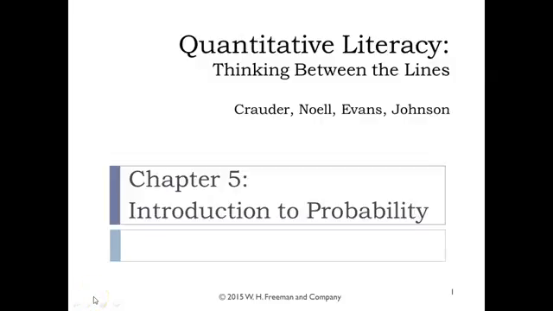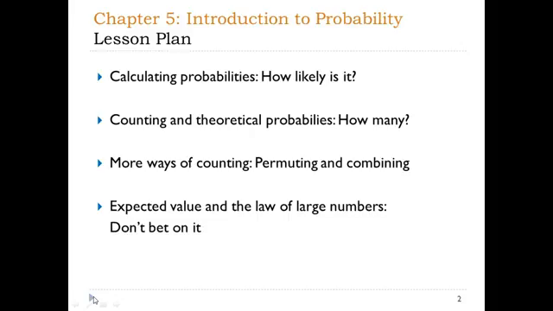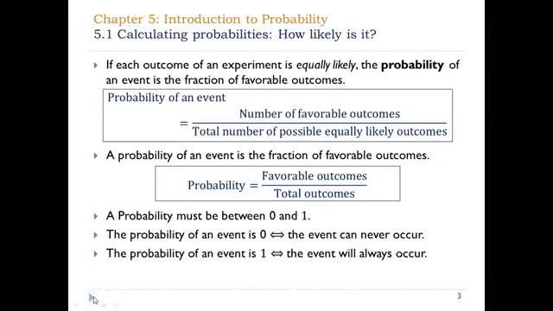Chapter 5: Introduction to Probability. Calculating probabilities. How likely is it? If each outcome of an experiment is equally likely, the probability of an event is a fraction of favorable outcomes. Probability of an event is equal to the number of favorable outcomes divided by the total number of possible equally likely outcomes.